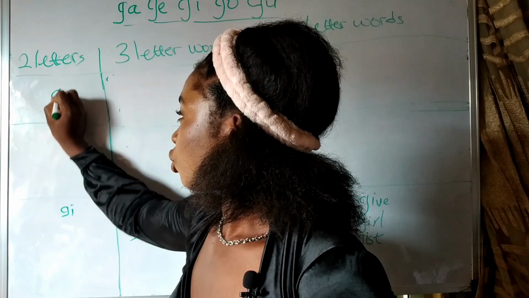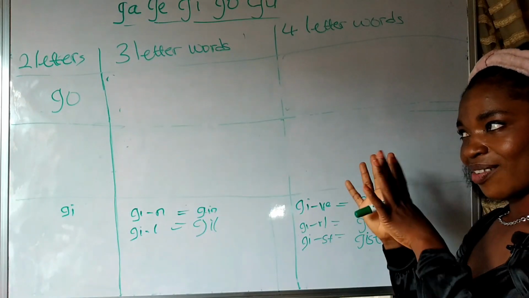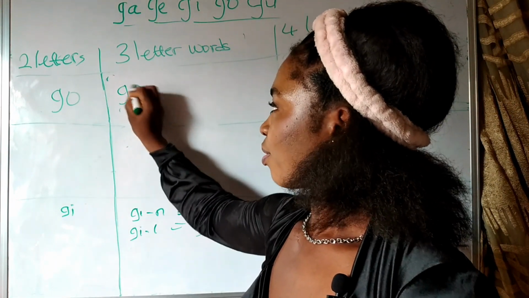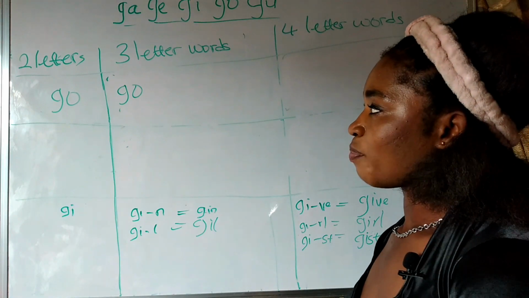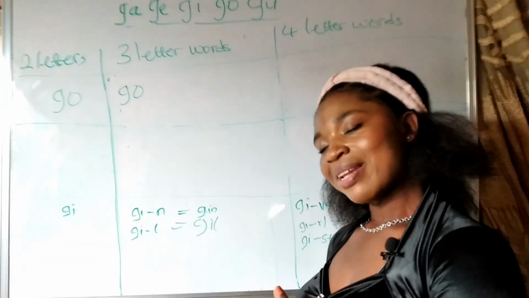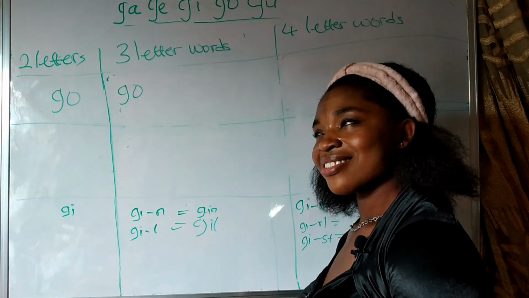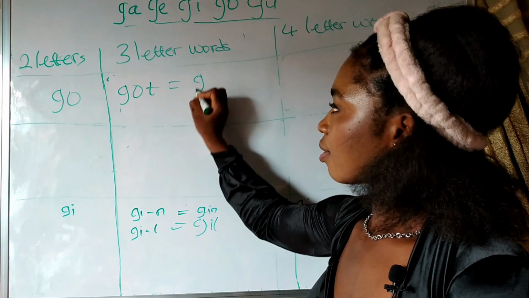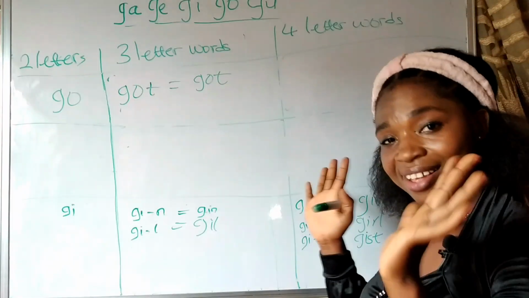We have G-O, called go. That's go. You're going to be adding something to change it from go to a three-letter word. I can add T, and that equals got. I got you. Yeah, I got you.